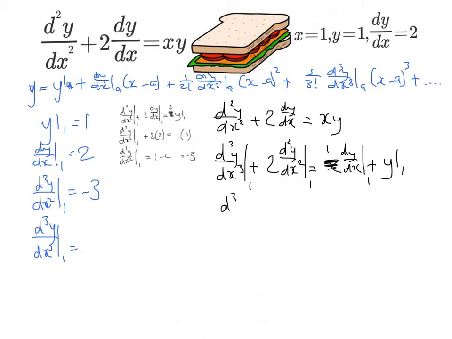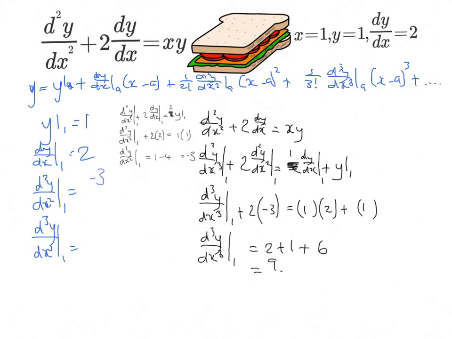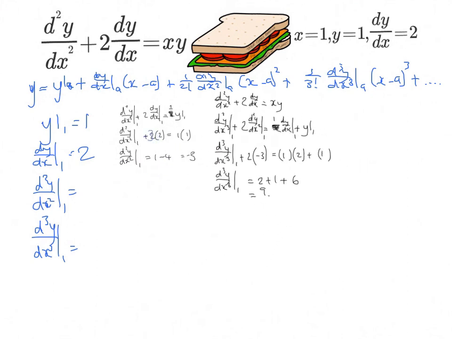What does that give me? d cubed y by dx cubed at the point 1 plus 2 lots of, well, the second derivative at the point 1 I just worked out was minus 3, is equal to 1 times the first derivative at the point 1, which is 2, plus y at the point 1, which is 1. So d cubed y by dx cubed at the point 1 equals 2 plus 1 plus 6, which is 9. Hooray! Let's shrink that down. Oh dear, it's taking the minus 3 with me. I'll have to put that back in.